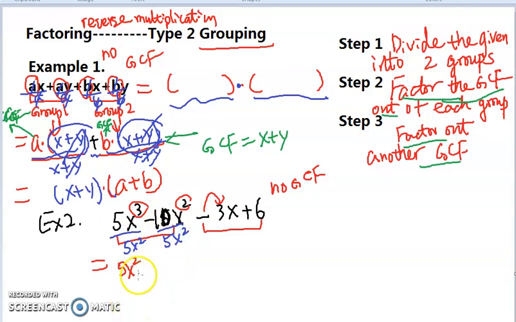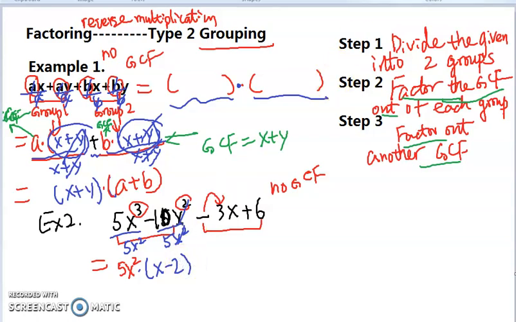And now we do 5 divided by 5 is 1. x cubed divided by x squared is x to the 3 minus 2, because it's 1. Minus 10 divided by 5, that's a 2. x squared divided by x squared, they're cancelled. So we got x minus 2 here.